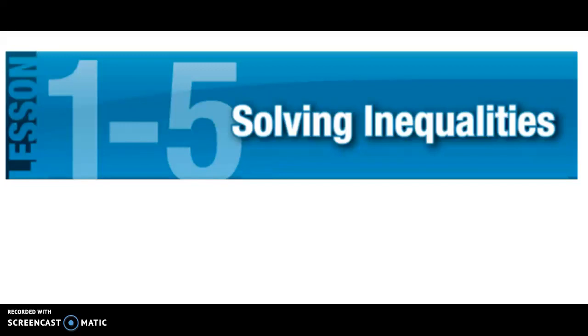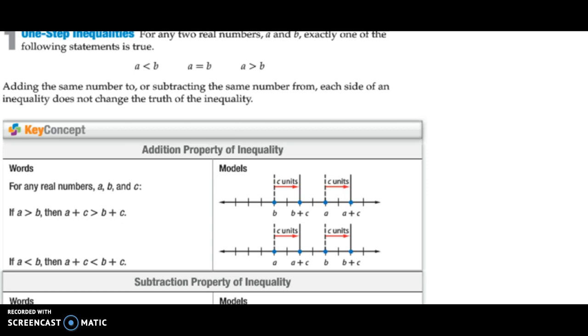Today we're going to be talking about lesson 1.5, which is on solving inequalities. Now, we've talked about equations. An equation is when you have one side equal to another side. Okay, so A is equal to B. Inequalities are when you have one side, A, that is either less than B or greater than B.